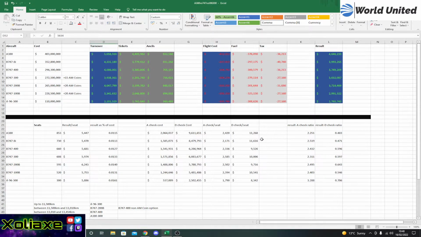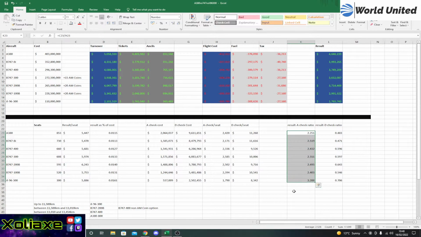D-checks, obviously, because these all take into account the initial cost of the aircraft, even though the newer aircraft don't wear as fast, because they cost so much to purchase, you end up paying more on your maintenances anyway.